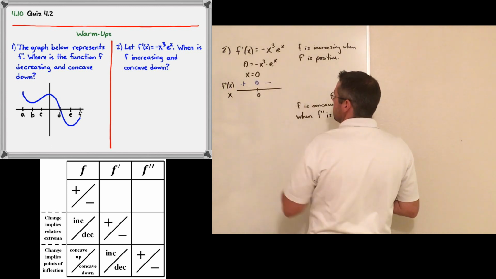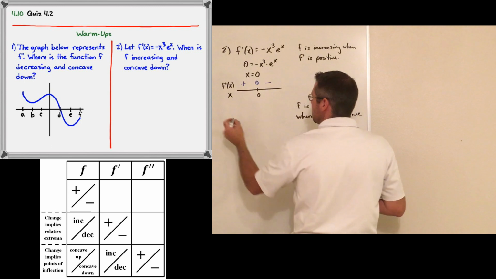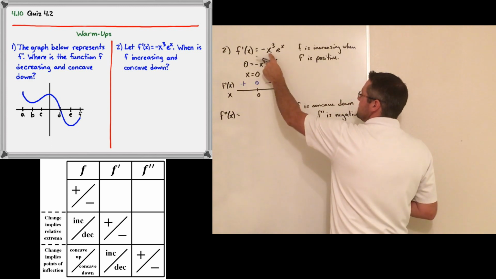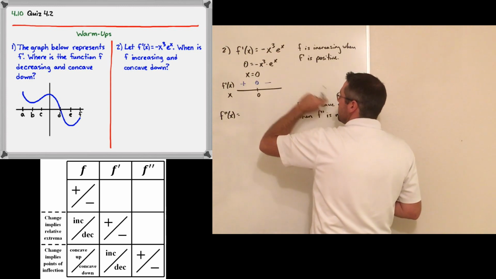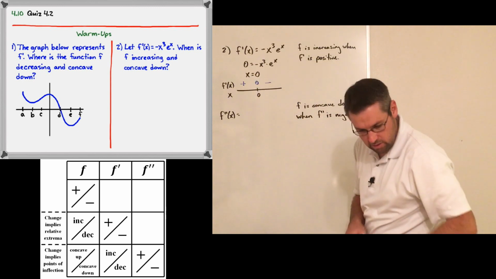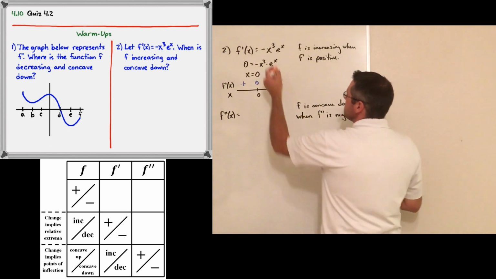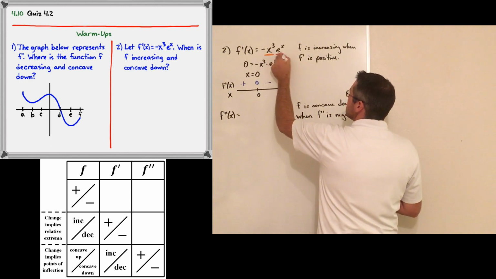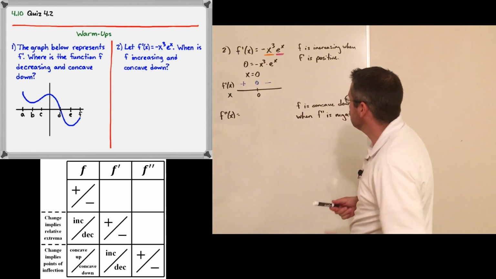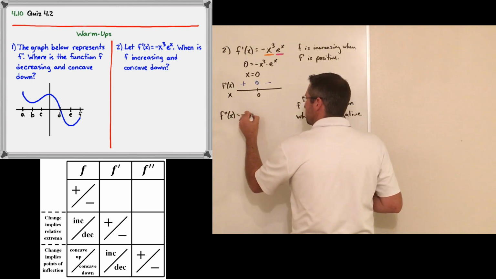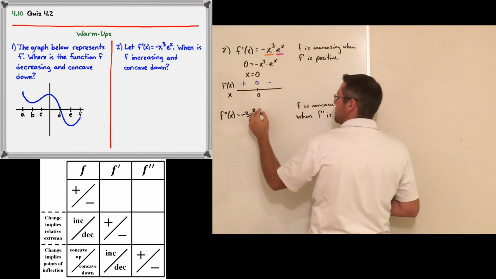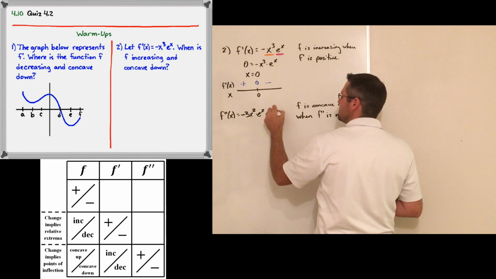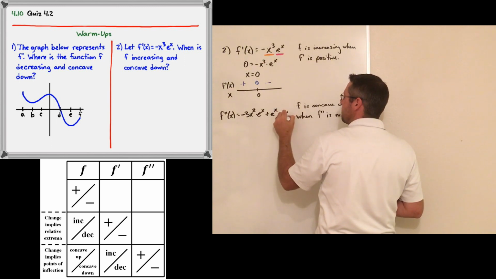So we're given f prime here. We're going to take the derivative of this. So f double prime of x is equal to, and since this is a product, we're going to apply the product rule. Let me highlight these pieces so we can see them a little bit easier. The first function is negative x cubed, and the second function is e to the x. So the derivative of negative x cubed is negative 3x squared, times the second part, so times e to the x, plus the derivative of the second part, which is e to the x, times the first part, which is negative x cubed.